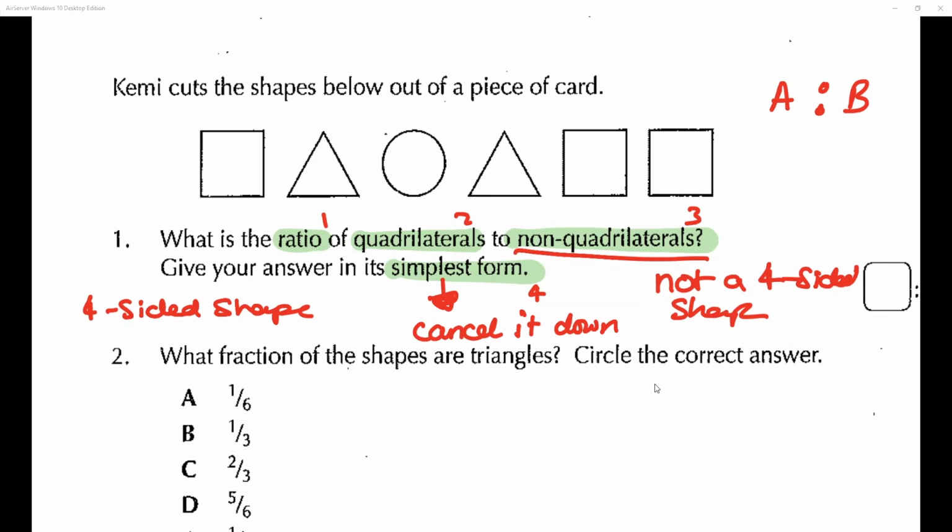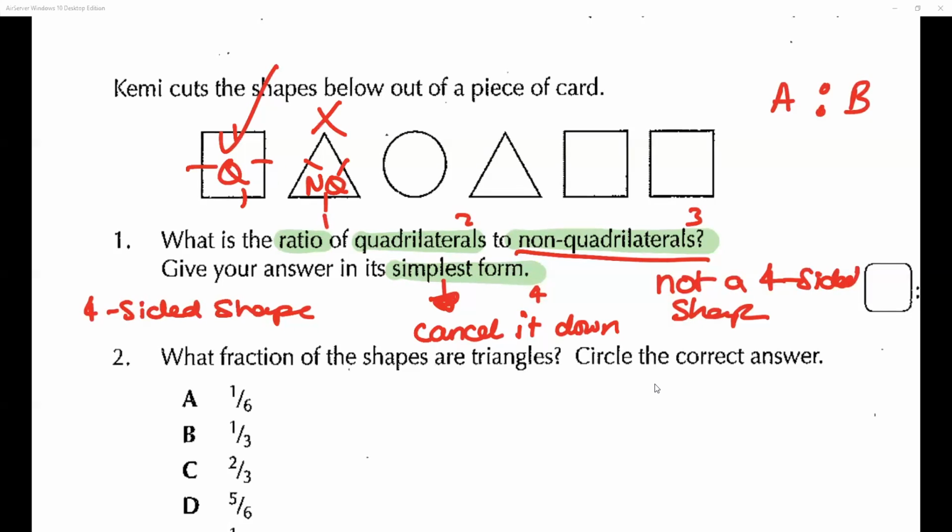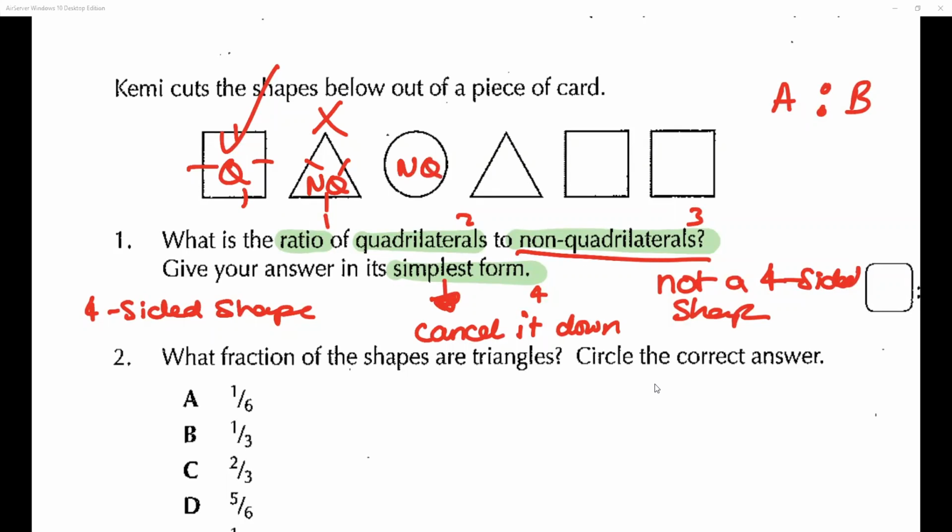So let's have a look. Is shape number 1 a quadrilateral? Yeah. Is shape number 2 a quadrilateral? No. Not a quadrilateral. What about shape number 3? No. And shape number 4? No. And shape number 5? Yes. And shape number 6? Yes. Fantastic. So how many yeses do we have? 3. And how many no's do we have?